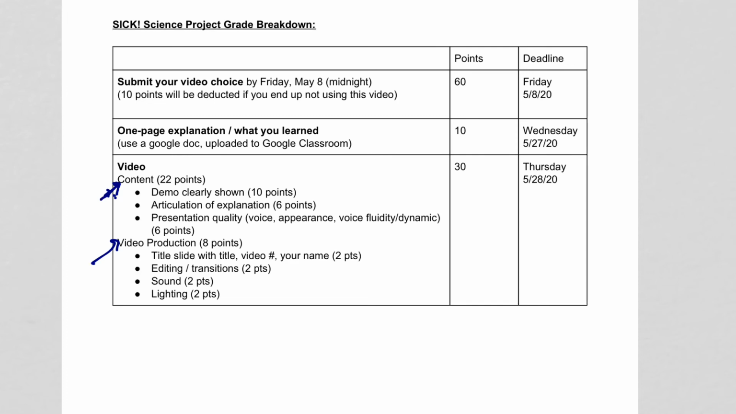The video production is worth 8 points. So this is more like your ability to put the video together. There should be a title slide with the title of the demonstration, the video number, and your name. The editing and the transitions that you make in between video clips, the sound, lighting, those sorts of things are also important. Of course, that video needs to be submitted to your YouTube account through Hill Murray.